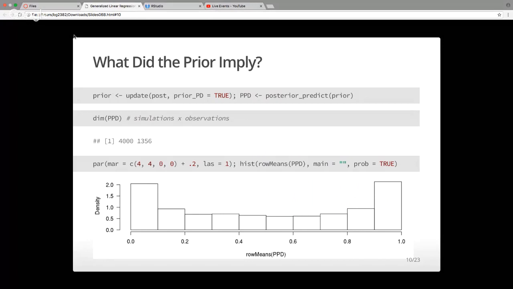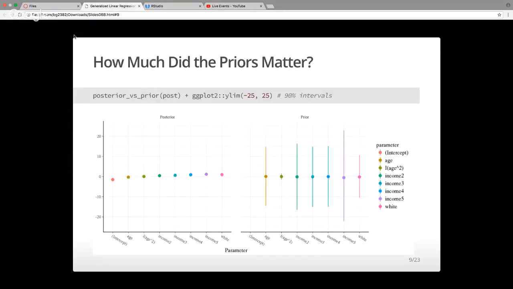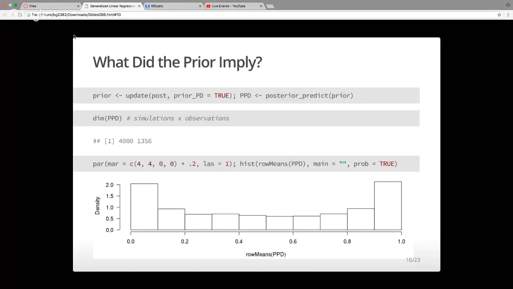And then we can do what we want with those. If we make a histogram of the row means, taking the proportion over the rows, so you're left with 4,000 of them, getting a prediction for the vote share for George Bush in this election, you can see these priors, which were way too wide for anyone reasonable but not wide enough for a lot of frequentists, imply a predictive distribution for the zeros and the ones that is a bit absurd.